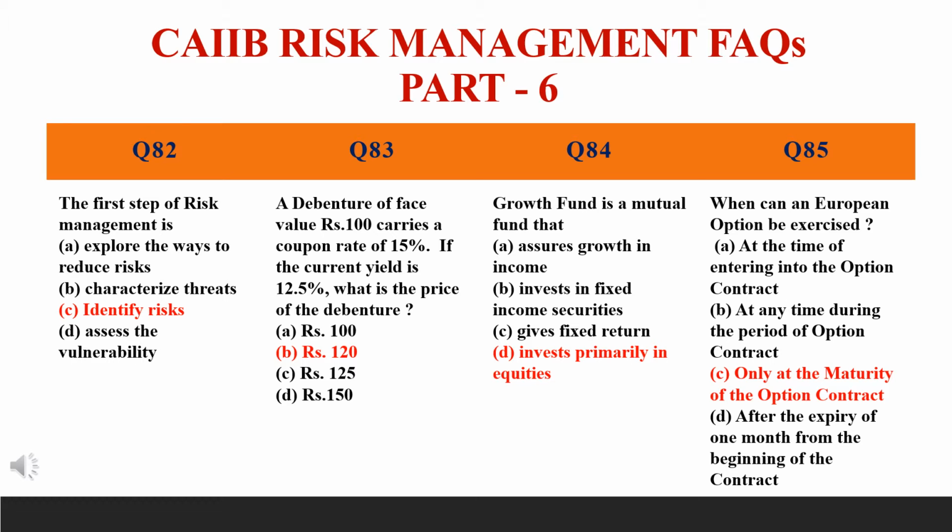So here, see, a European option can be exercised only on the date of expiry of the contract. American option contracts can be exercised at any time on or before the expiry of the contract. So if they have asked about a European option, we should write that it can be exercised only on the date of expiry of the contract. This option is to be ticked. Option C, that is, only at the maturity of the option contract.